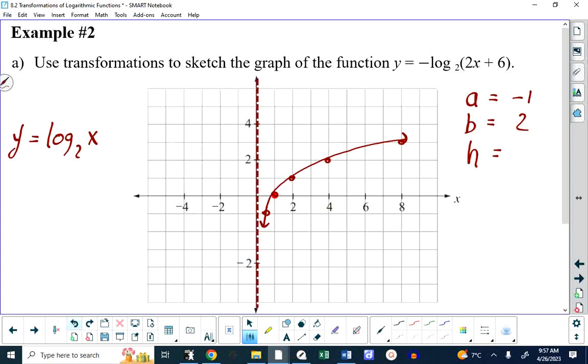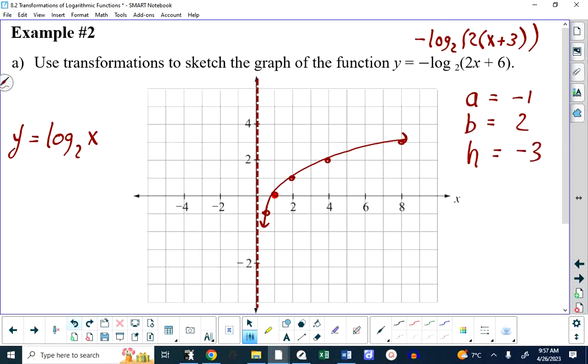Darius, can you tell us what h is? Positive or negative? Will be negative because... I'm glad you didn't say 6, by the way. Right? We have to factor out that 2, but remember that it's always x minus h. So h is negative 3.